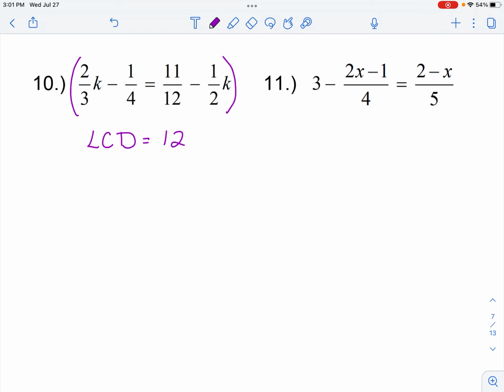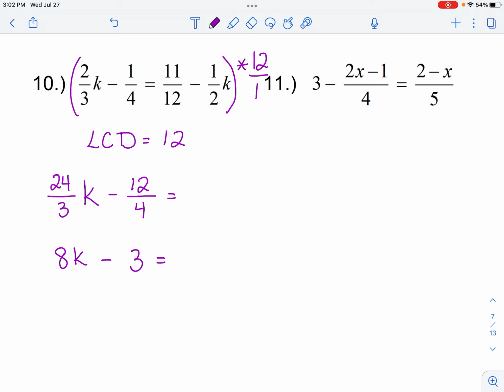I'm going to take this entire equation, I'm going to multiply it by 12 over 1. So let's see, I'm going to do 2 times 12 is 24 over 3k, which reduces down to 8k minus. Then I'm going to do 12 over 1 times 1 over 4. So 1 times 12 is 12. Over 4 times 1 is 4. Well, that's just 3.